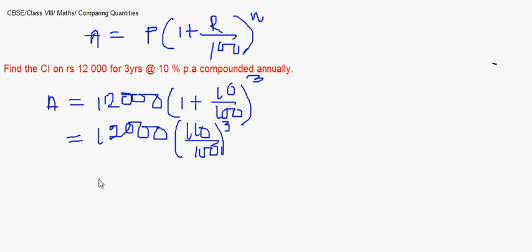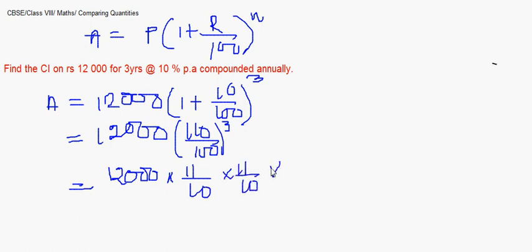You have to do this arithmetical calculation as 12,000 multiplied by 11 by 10 into 11 by 10 into 11 by 10. 1, 2, 3. So it becomes 12 into 11 into 11 into 11. That gives me 15,972. This is the amount.